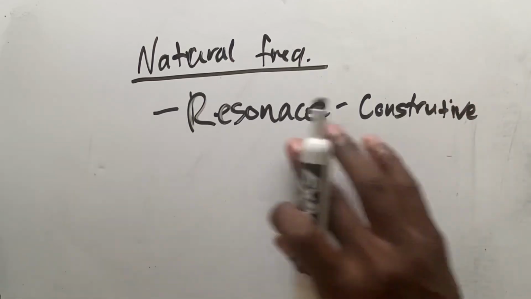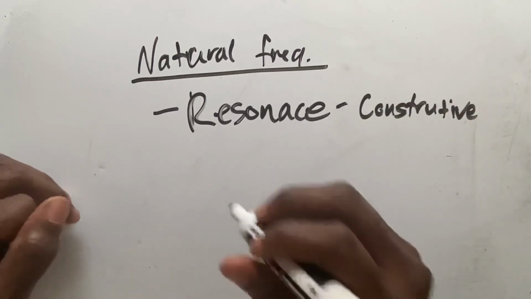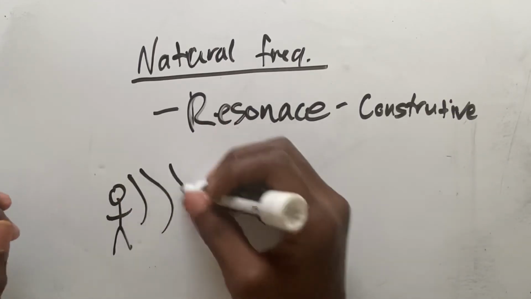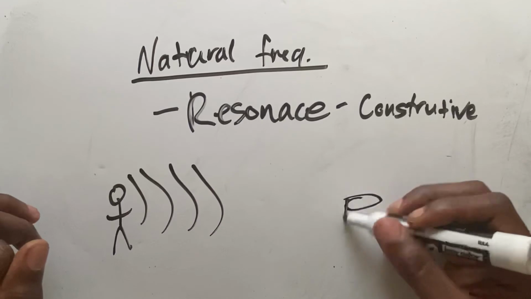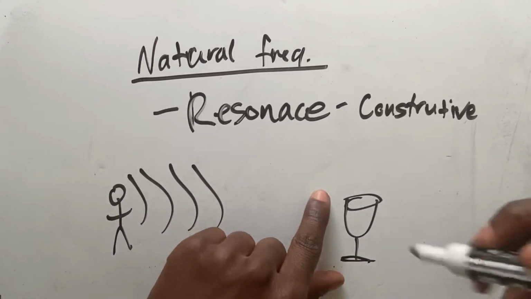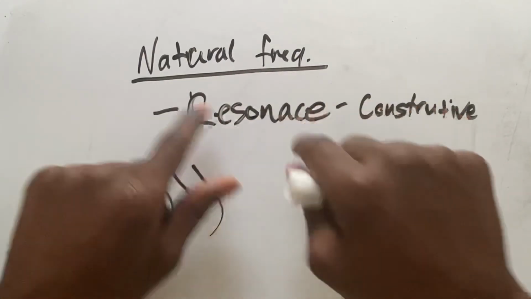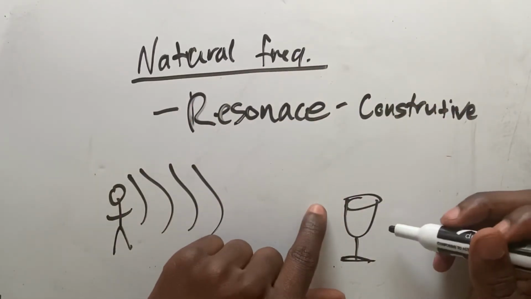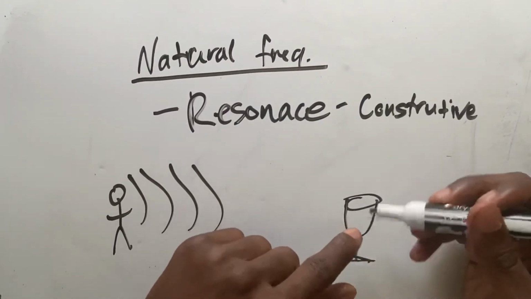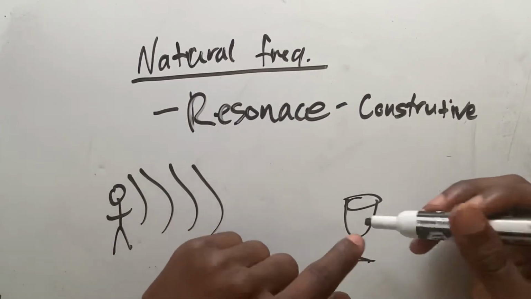Yeah, close enough. So constructive interference. So then, back to the person singing. Then we got this wine glass over here. This wine glass has some natural frequency, or you could say a natural wavelength, right? Because it has little molecules inside of it. Those molecules are vibrating by some amount, and so they must have some wavelength associated with their vibration.